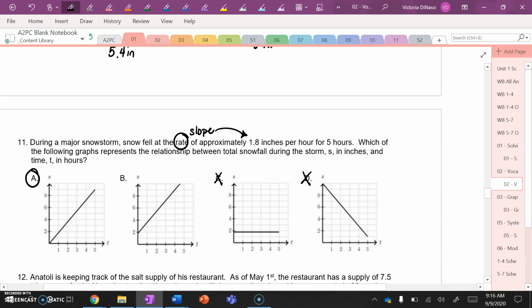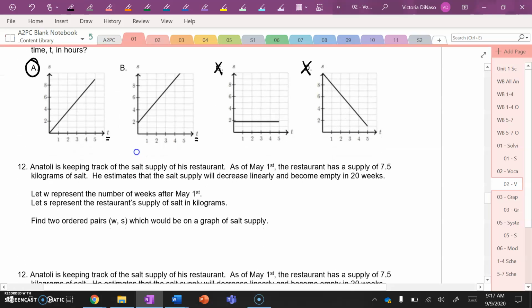So therefore, my answer choice is A. At 0 hours, that'd be time, and in letter B, it's saying that when the time is 0, we already are starting at 2 inches of snow or 1.8 inches of snow, depending on how you look at the graph. That is not true. When snow falls, we start at 0. 0 hours, 0 amount of snow.